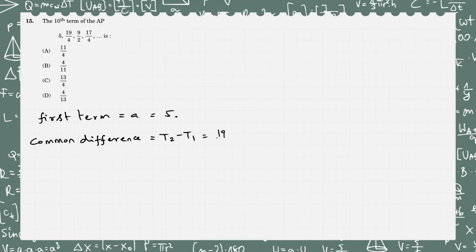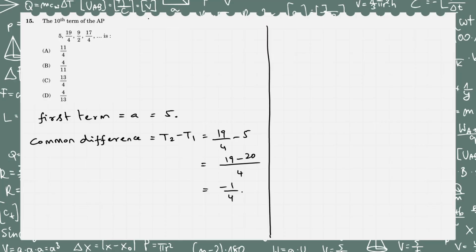So 19/4 minus 5 we need to find out. Taking 4 as LCM, we have (19 minus 20)/4. So this is minus 1/4. So the common difference is minus 1/4, and the first term is 5. Since we know them, now we can find the 10th term of the AP. So term 10 equals A plus (10 minus 1) into D, right? That is, the common difference is D, right? So A plus 9D we have to do.